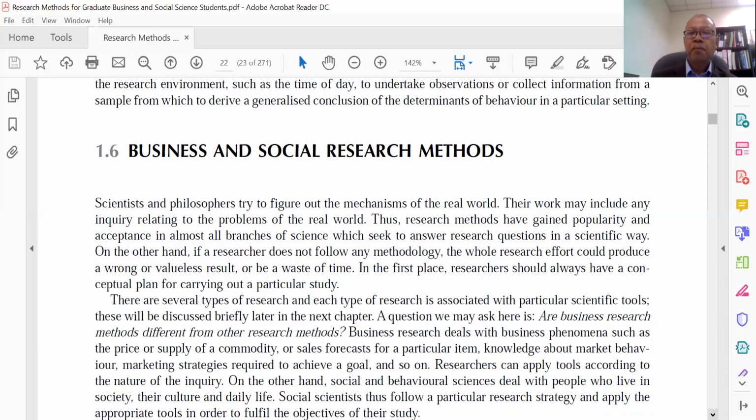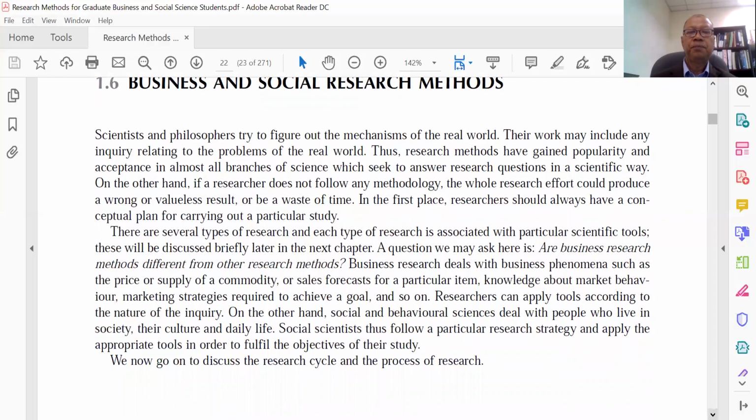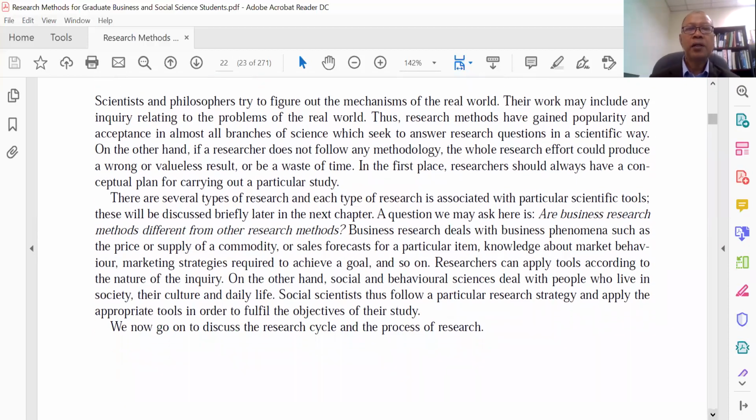And for business students like us, we ask the question, are business research methods different from other research methods? So business research deals with business phenomena. There are plenty of business phenomena or events that we could study, such as supply, demand, sales, market behavior, marketing strategies, etc. So researchers can apply the methods or the tools according to the nature of the research.